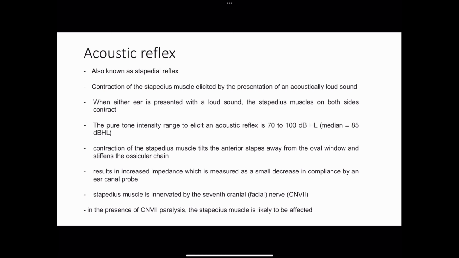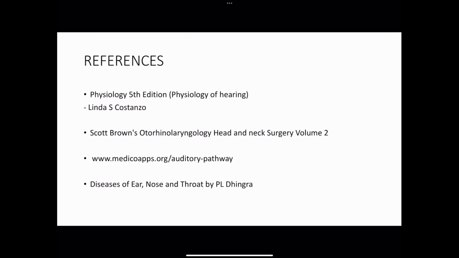Contraction of the stapedius muscle tilts the anterior stapes away from the oval window and stiffens the ossicular chain. This results in increased impedance, which is measured as a small decrease in compliance by an ear canal probe. The stapedius muscle is innervated by the 7th cranial nerve, which is the facial nerve. So in the presence of facial nerve paralysis, the stapedius muscle is likely to be affected.